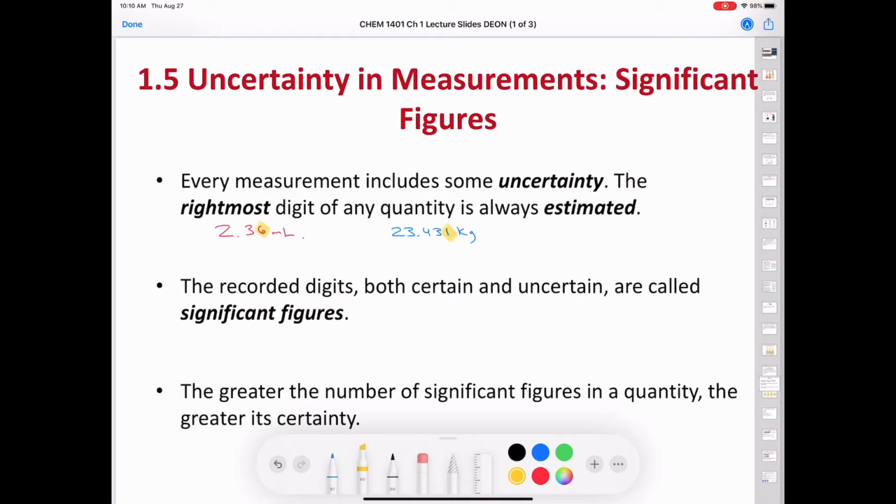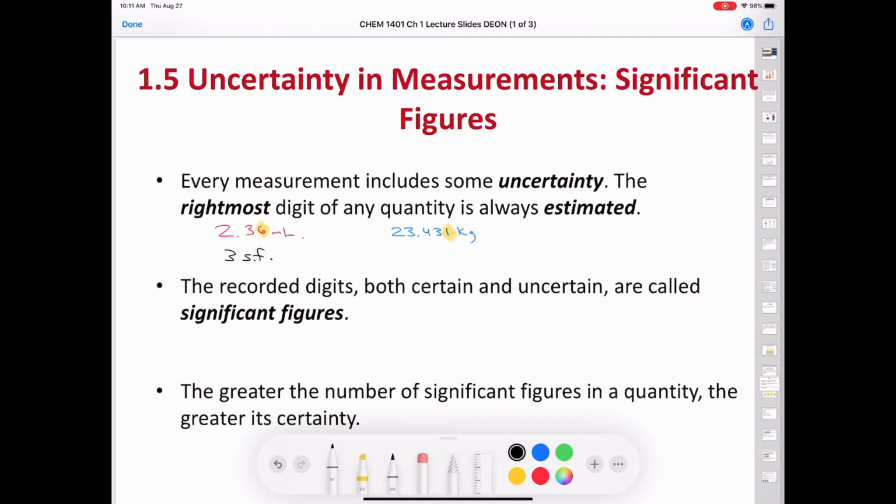figures. And so the 2.36 milliliters, since we have three numbers, two of them are certain, the 2 and the 3, and the 6 is uncertain, but again, the recorded digits, both certain and uncertain, are called significant figures. And so 2.36 would have a total of 3 significant figures, which I'm going to abbreviate SF.